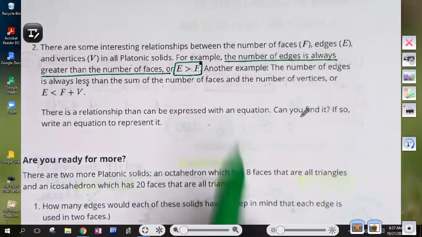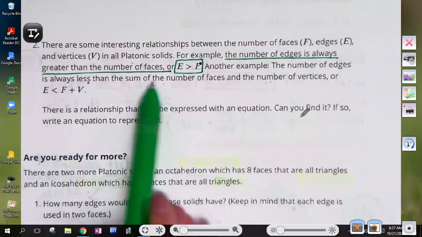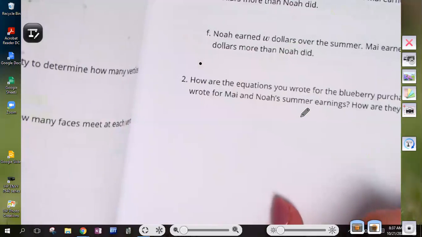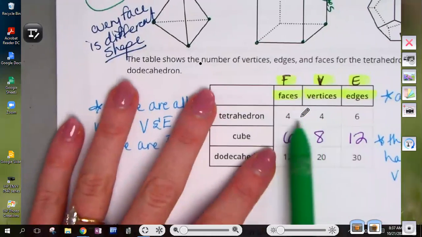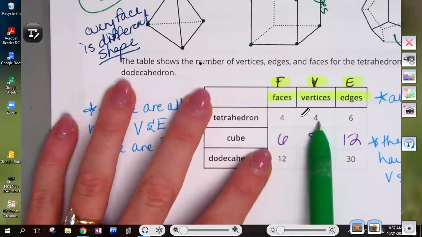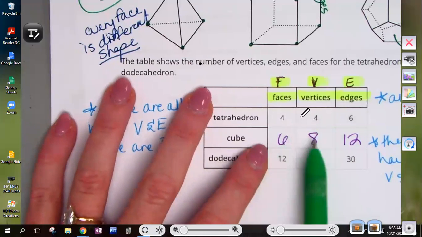Okay, it says another example, the number of edges is always less than the sum of the faces and the vertices. Look, that's also what Tyler said. The edges are less than when we add up the faces and the vertices. So if we say 4 plus 4, that's what? 8. Is 6 less than 8? Yep. 6 and 8 is what?